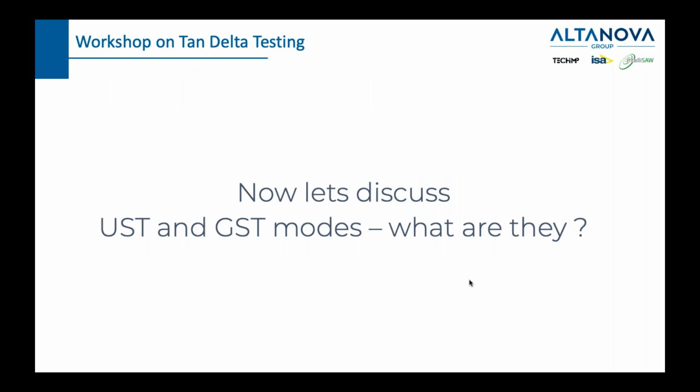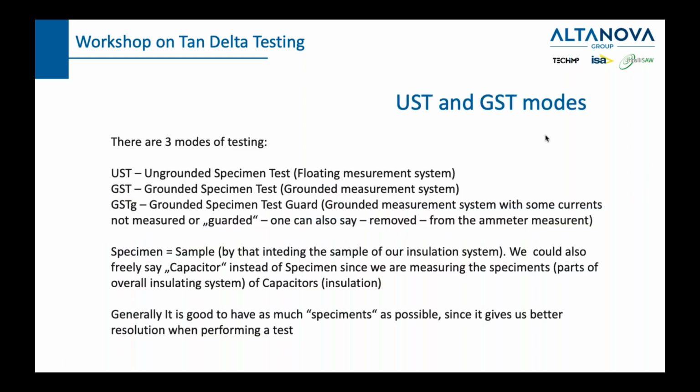Now let us discuss what we spoke about before, UST and GST modes. What's a UST mode? What's a GST mode? Let us see how that reflects on what we are talking about today. UST is short for ungrounded specimen test, while GST is short for grounded specimen test. And there is also GSTG, grounded specimen test guard. Guard means that some currents which we measure are not actually taken into consideration.